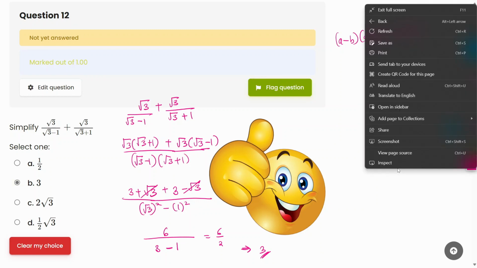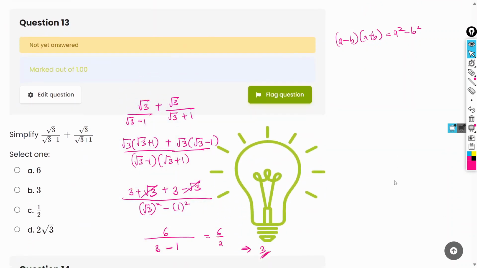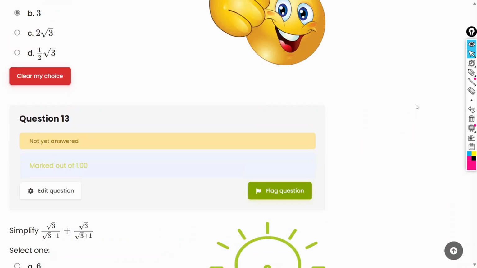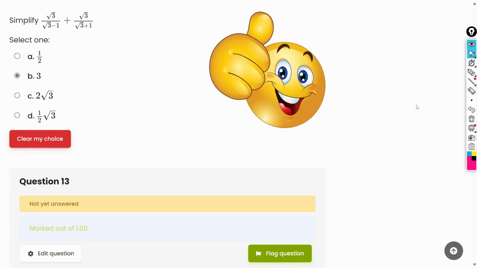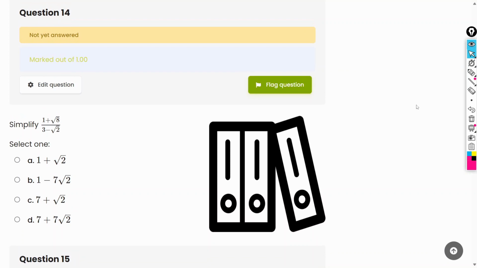Let's go to question 13. Okay, question 13 is the same as question 12. So let's go to question 14. It says to simplify. Alright, so if we're going to simplify that, we have to rationalize.